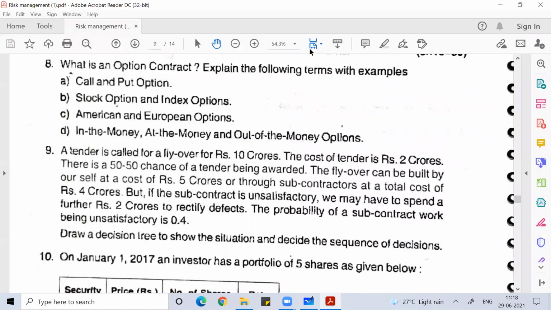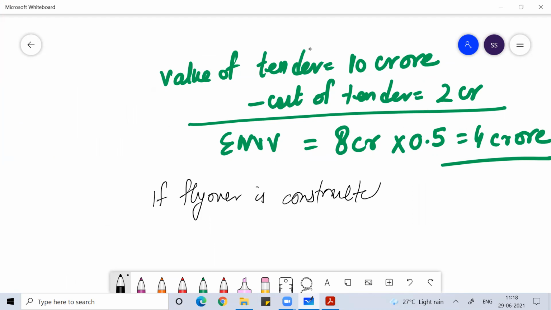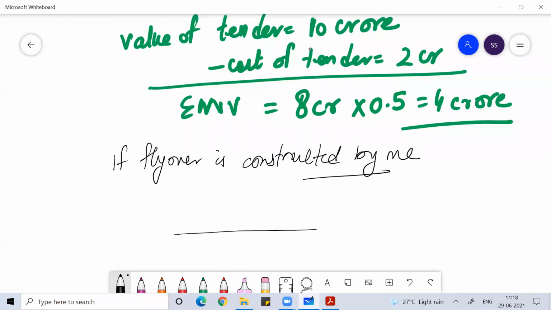What is given here? The flyover can be built at a cost of 5 crore rupees, or through a subcontract at a cost of 4 crore rupees. Maybe I'll go with that option. If I build it by myself, then I need to put in 5 crore rupees. So if the flyover is constructed by me, I need to put in 5 crore rupees.